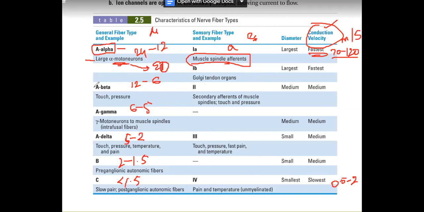Then we have this A beta, and it is responsible for touch and pressure. Very important point. Touch and pressure, you have to remember this, because A delta is also responsible for touch and pressure, but there is a difference between these two. One is for fine touch and one is for crude touch. You know, there is a fine touch and there is a crude touch. So here is where the difference lies.